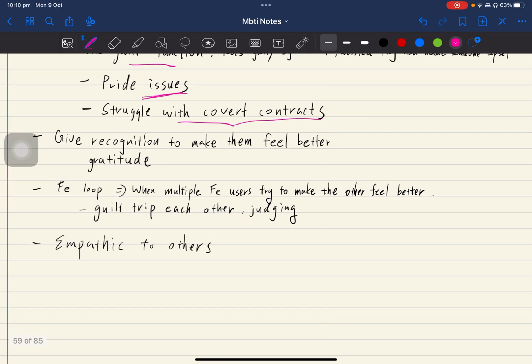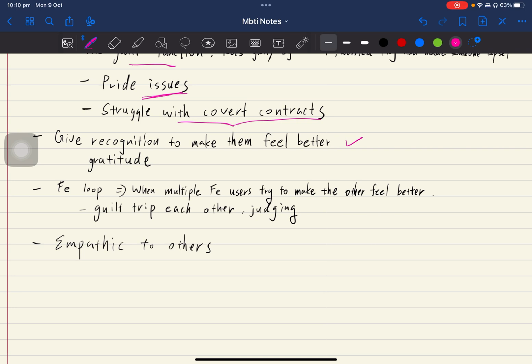And how do you make FE users feel better? When they do something nice, you give them gratitude, and you give them recognition. So that's why in English speaking society, the one I'm living in right now, there's a focus on saying please and thank you. That is the reason, that is the FE reason.